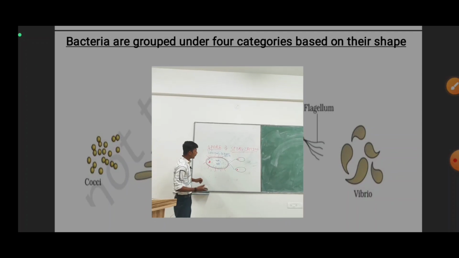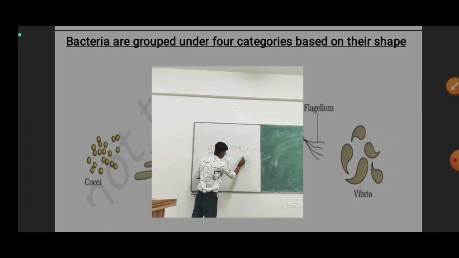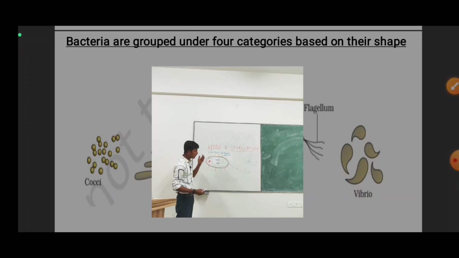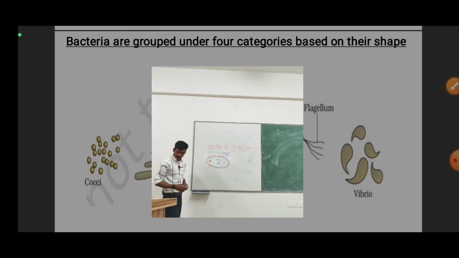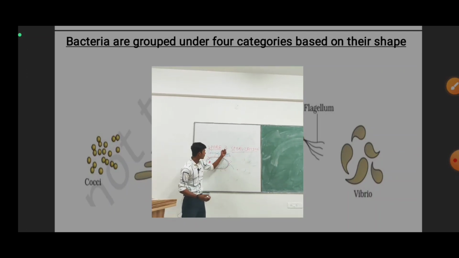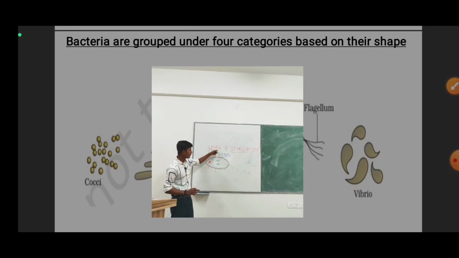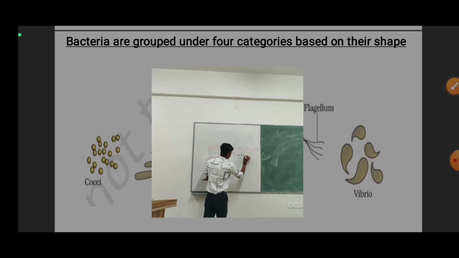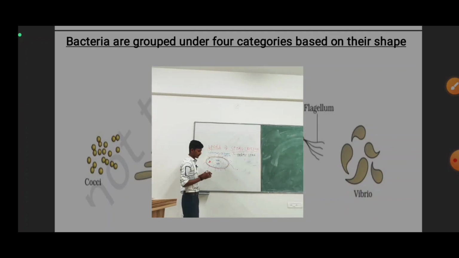But what happens during extreme conditions? Sometimes bacteria won't get nutrients, sometimes bacteria get attacked by antibiotic therapy, antimicrobial therapy. In those situations, what does bacteria do? It starts a process called sporulation, a formation of spore. It happens during unfavorable conditions. Remember, it happens in unfavorable conditions.